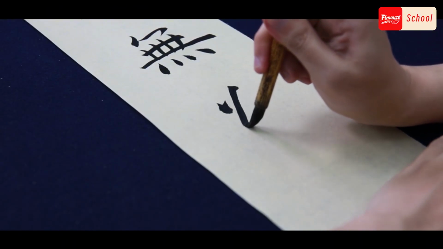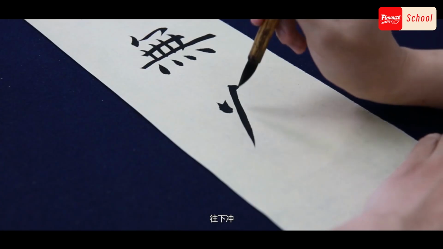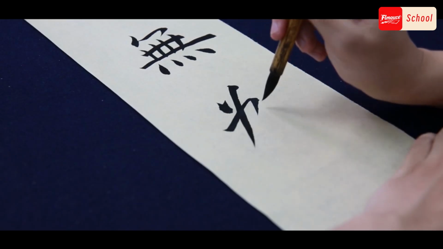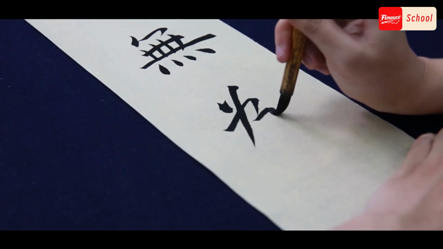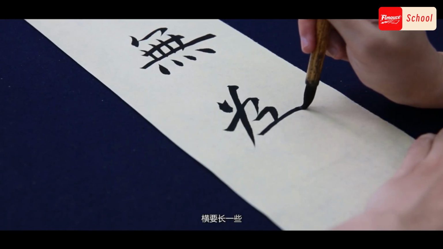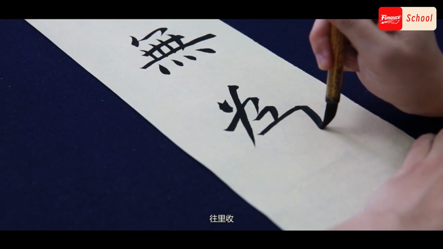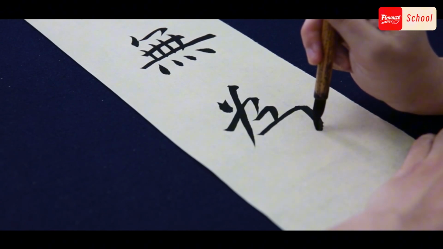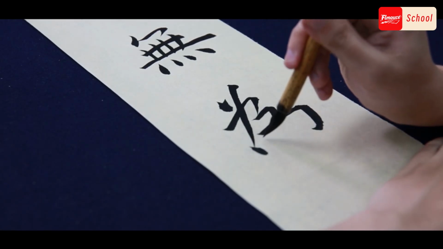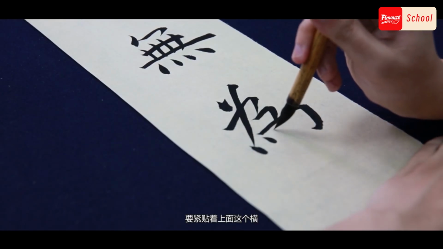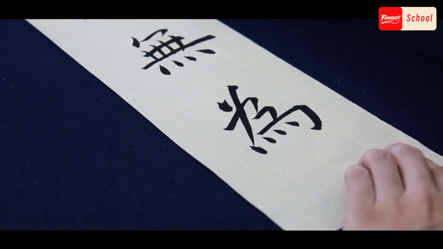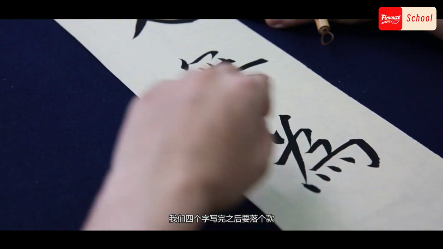Notice that this left falling stroke has no arc. It goes straight down without arc. The horizontal stroke. Pull it in. Little hook. Pay attention to the position of the last 4 dots. They should be close to the upper horizontal, but not touching. The distance is even.